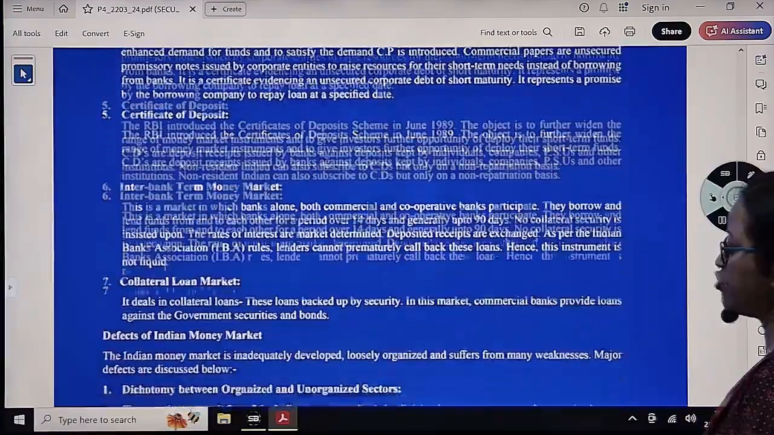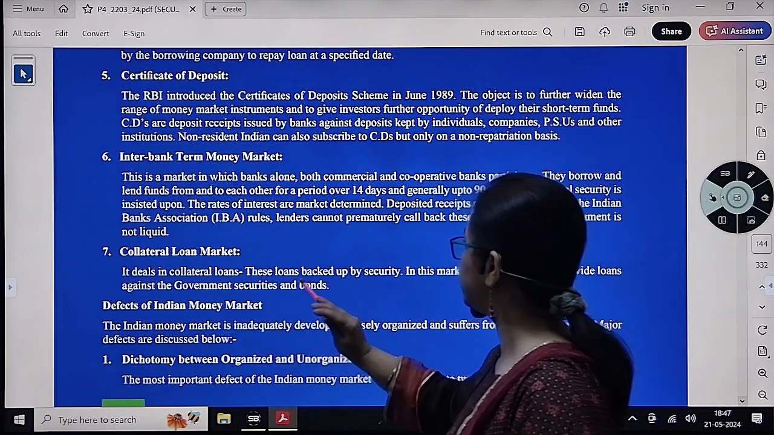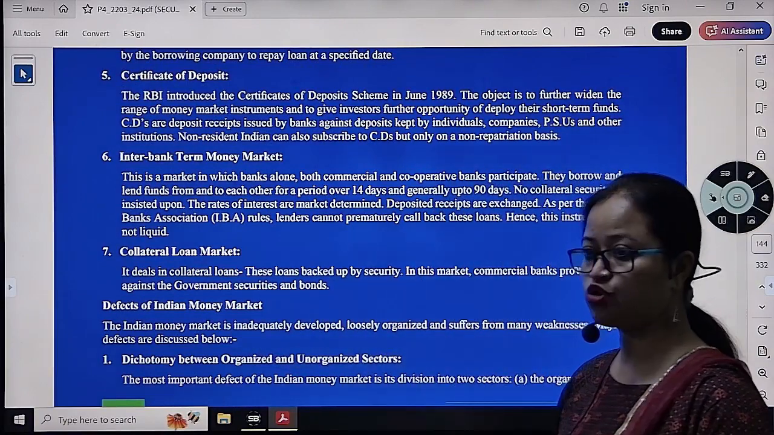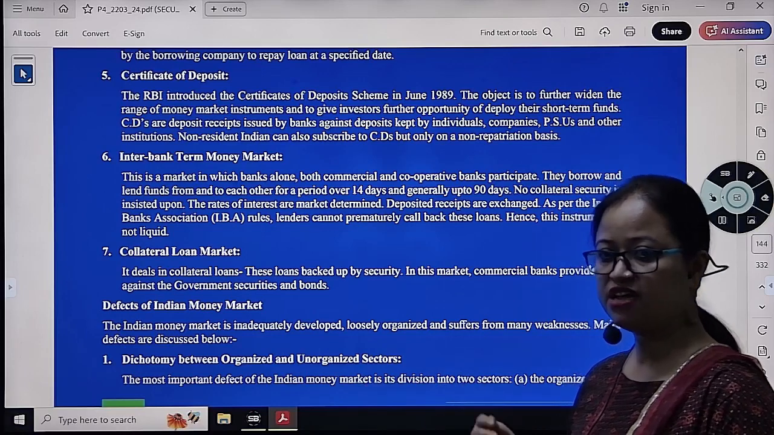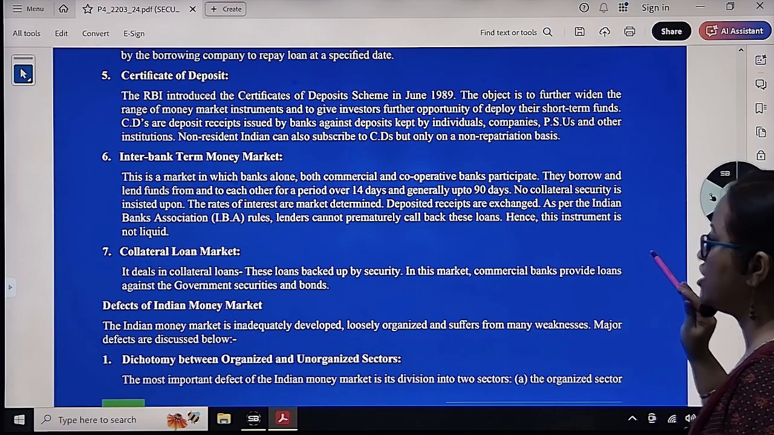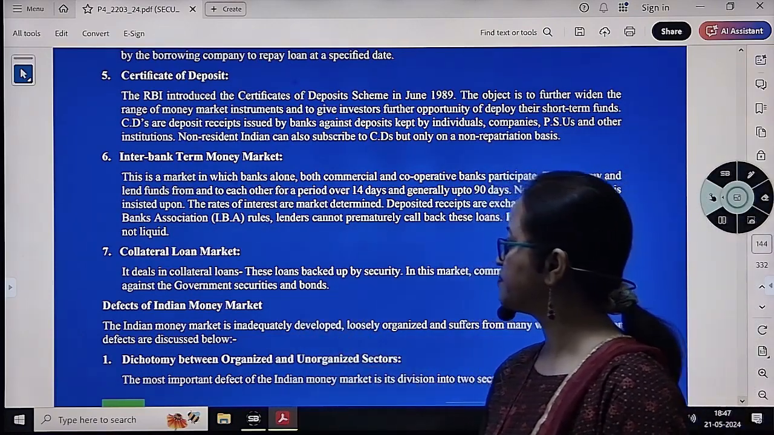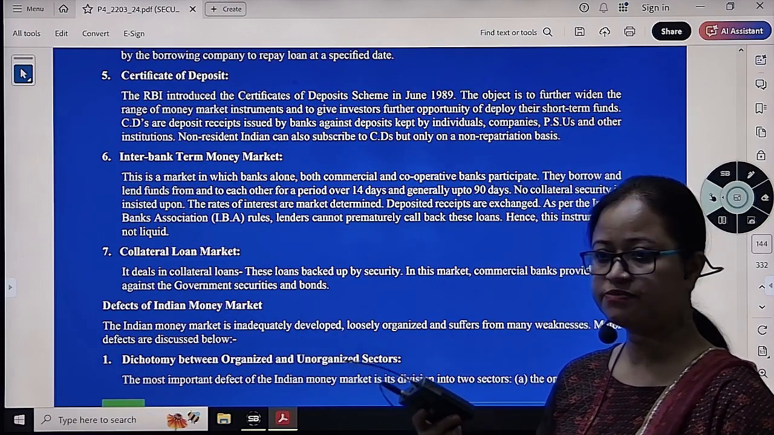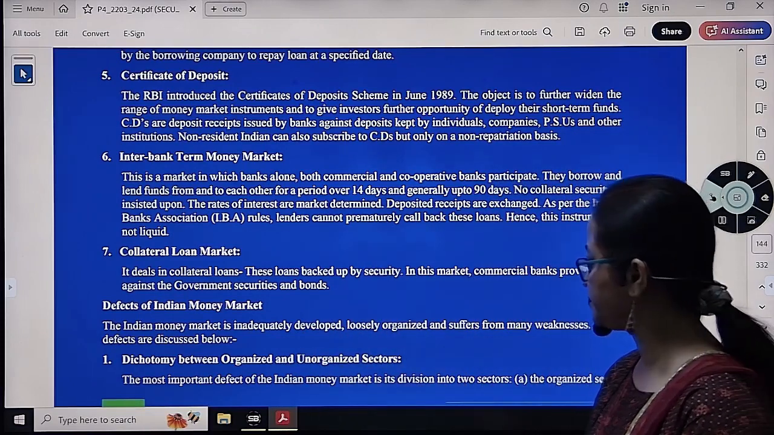Now, the collateral loan market. It deals in collateral loans. These are loans backed by security. So, collateral means what? There is a security involved with the loan facility. So, in this market, commercial banks provide loans against government securities and bonds. So, these are the instruments of the money market.